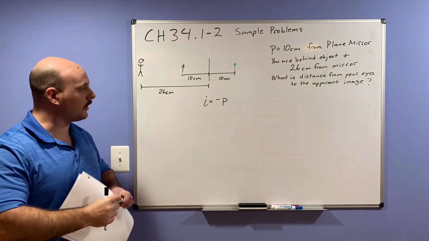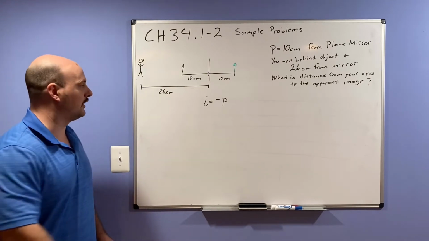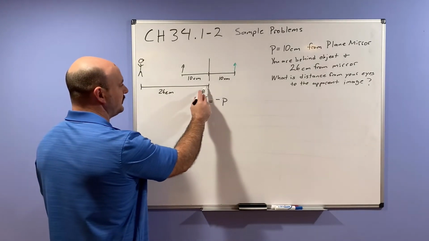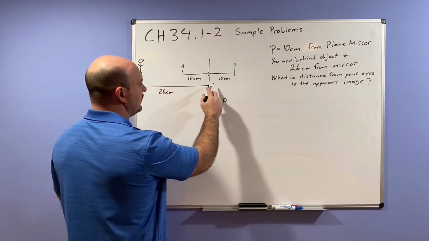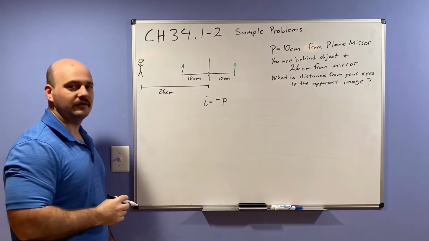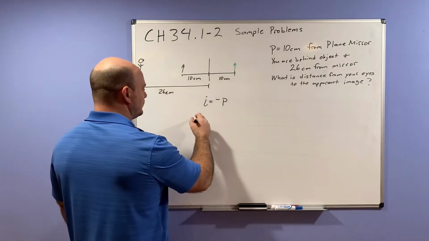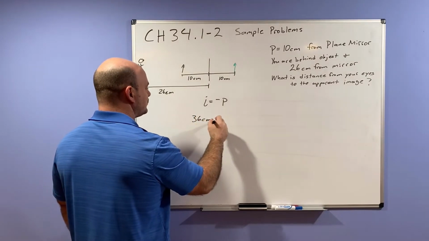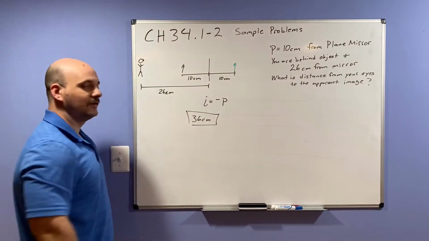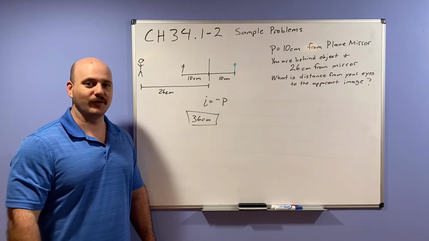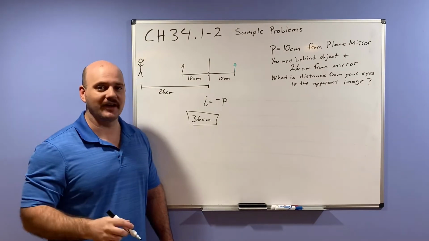All right, so how far are you from the image? Well, you're 26 centimeters from the mirror, and the image is 10 centimeters behind the mirror. So the answer is 36 centimeters from the image. That was pretty straightforward. Okay, let's go on to the next one.